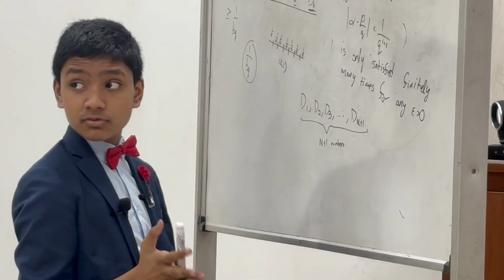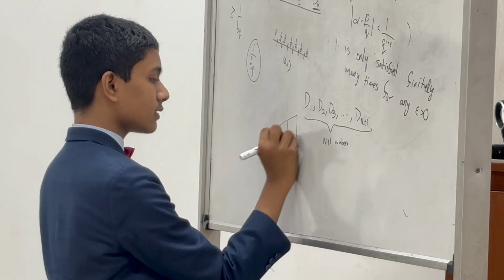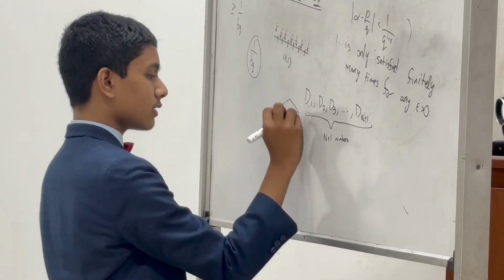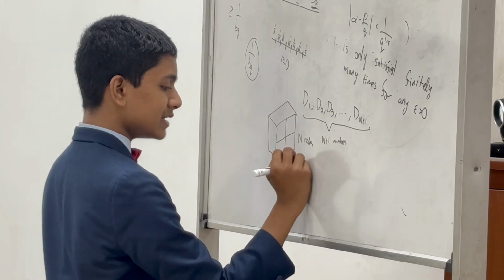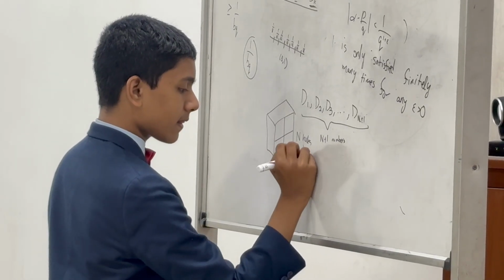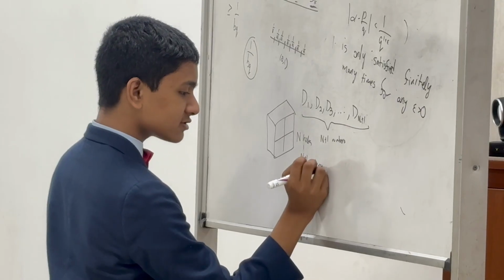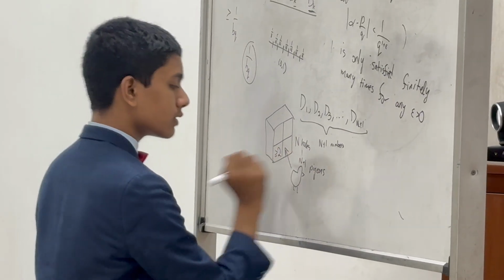Now, you guys, of course, know the pigeonhole principle. If you have n holes and n plus 1 pigeons to put into the holes, you will eventually end up with a hole that includes at least 2 pigeons.